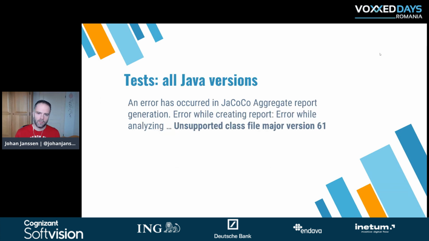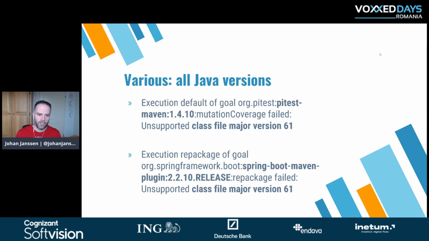We see that unsupported class file major version 61 in various areas. I've seen it with Jacoco as well. So it's an interesting error. At first I didn't know what it was, but of course, Google is your best friend and you see it everywhere in Maven plugins.